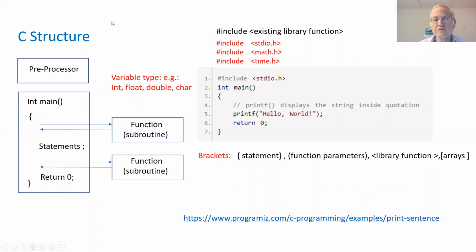The structure of the C language starts with a preprocessor. It then has the main program, and the main program includes functions, which are the subroutines, and statements, and they are included with curly brackets. We see here an example of a Hello World program.